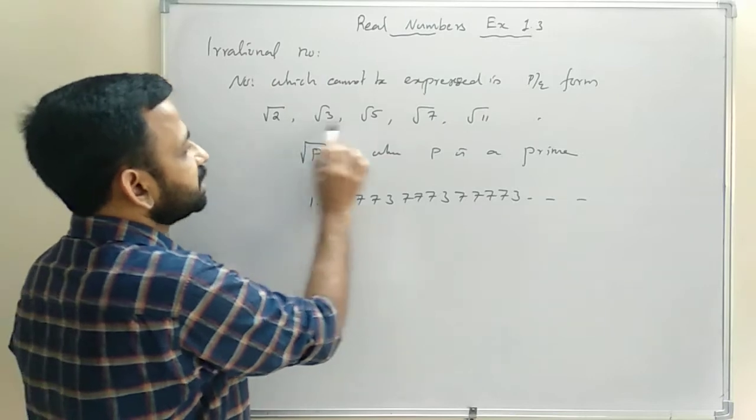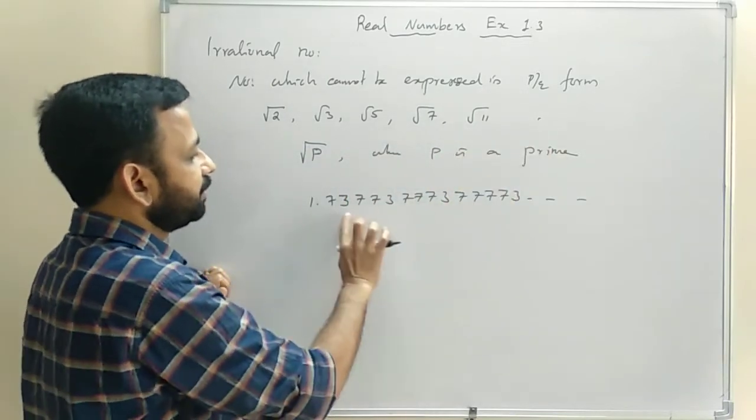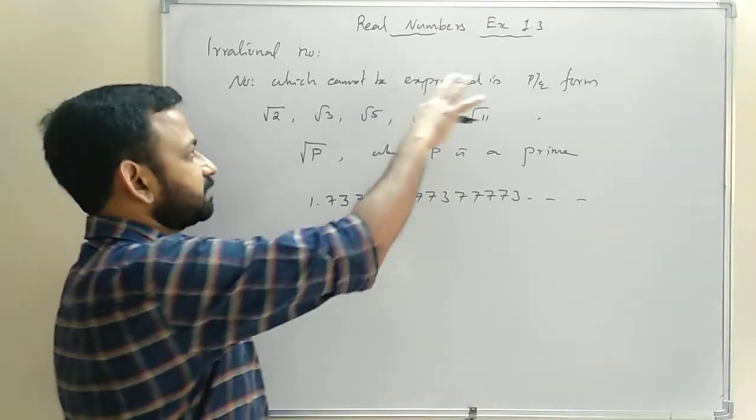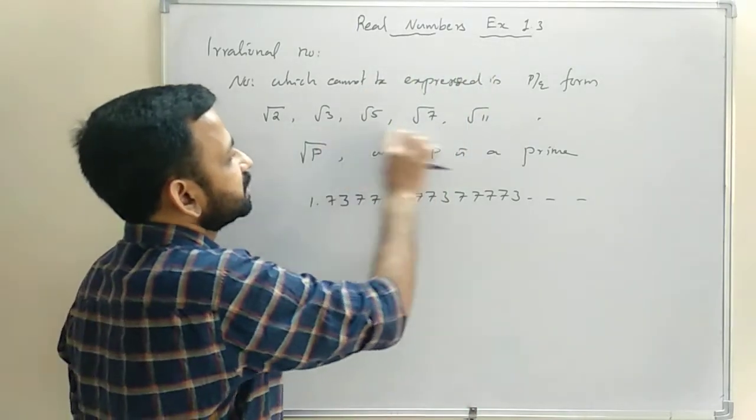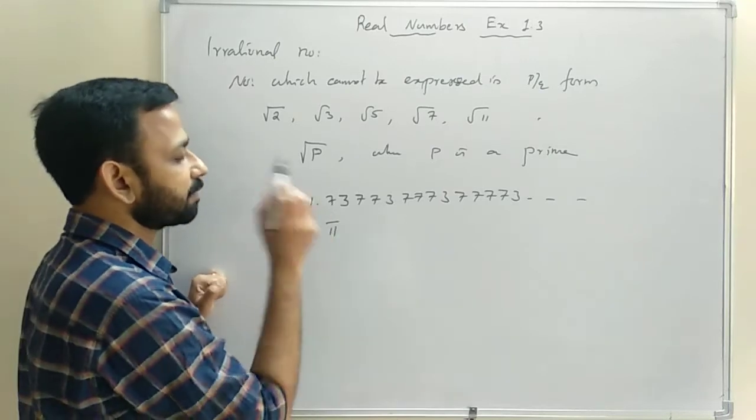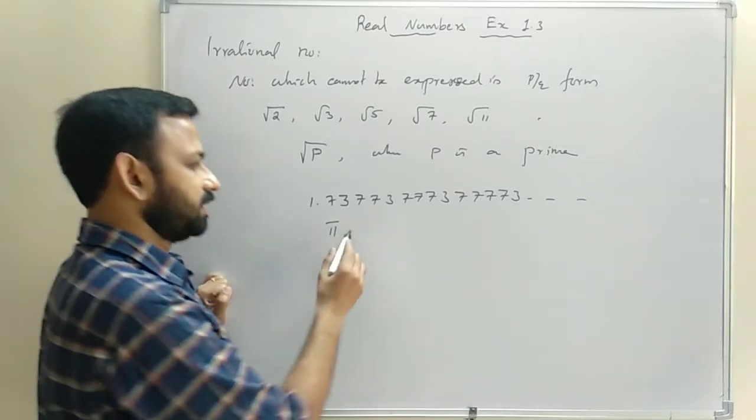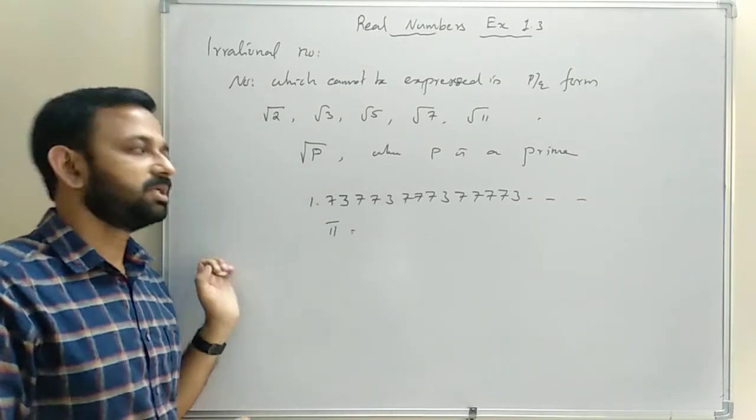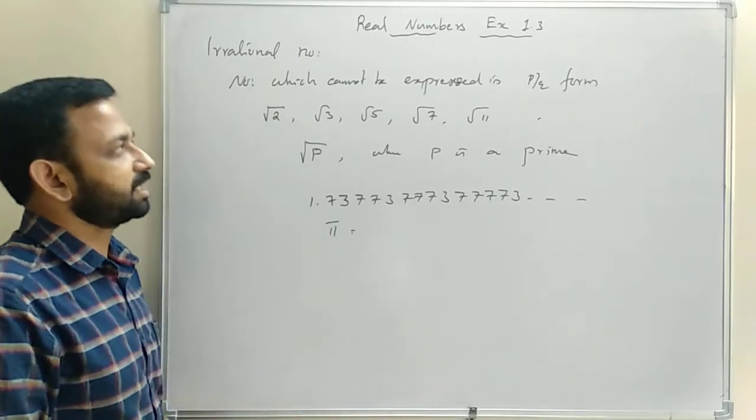So when we convert all these numbers into decimal form, we get non-terminating, non-repeating decimals. They cannot be expressed in p by q form. Therefore, all these numbers are irrational numbers. Then another irrational number, pi. The decimal form of pi is non-terminating, non-repeating. So this is an example of an irrational number.